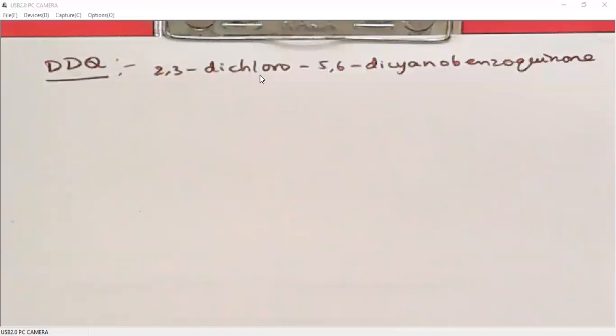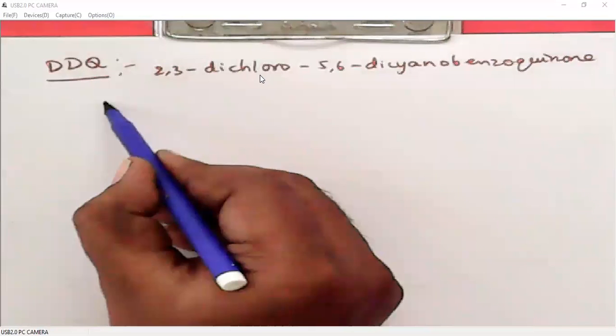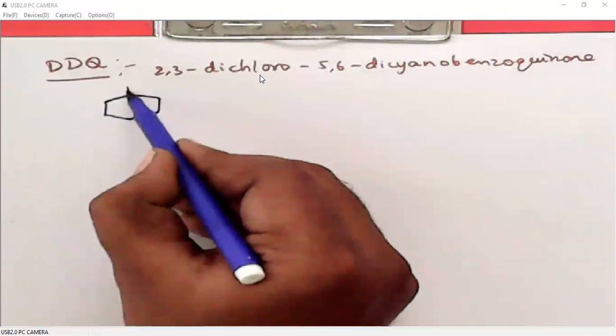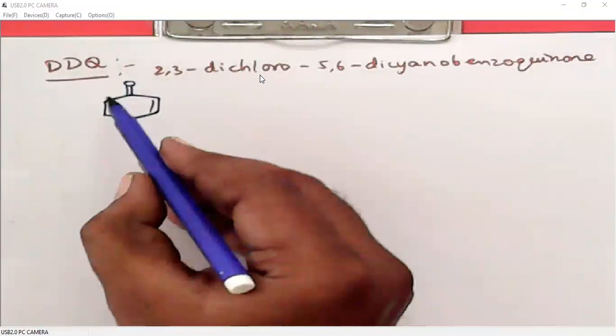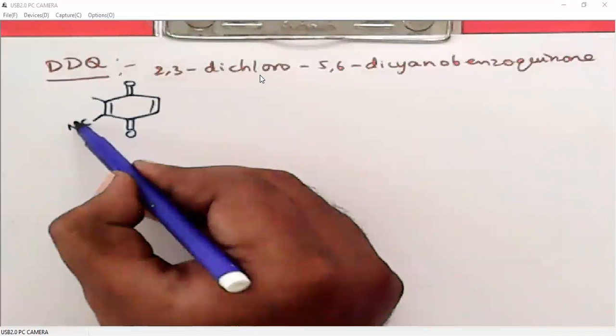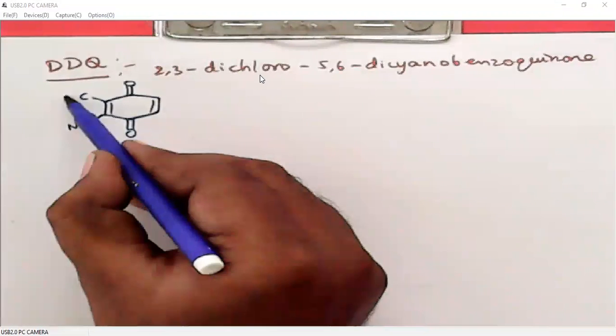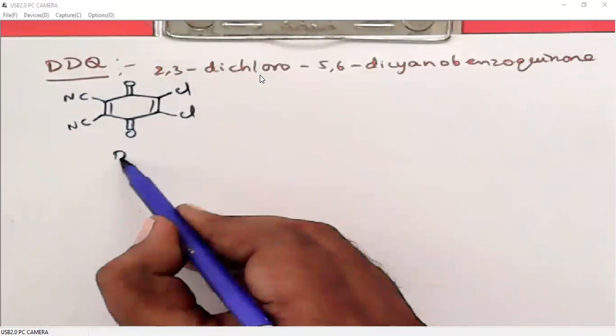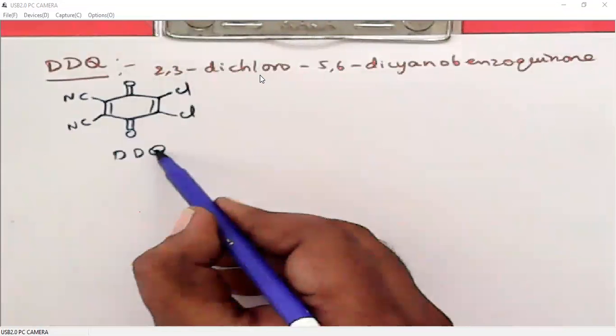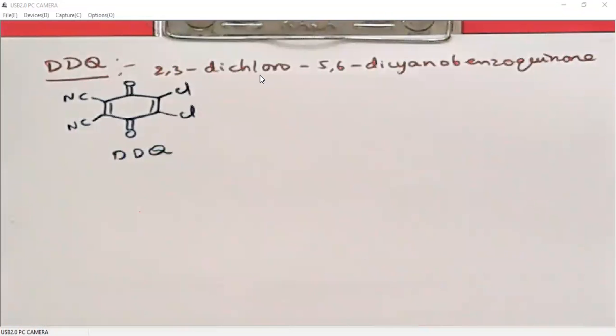DDQ, 2,3-dichloro-5,6-dicyano benzoquinone. So the reagent is, so this is DDQ. Hello, sir. Yeah. Any doubt?